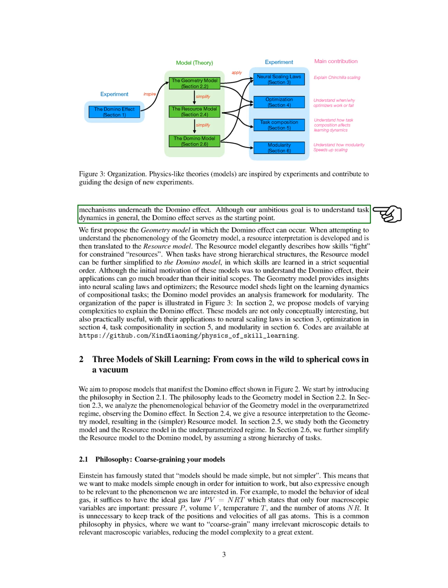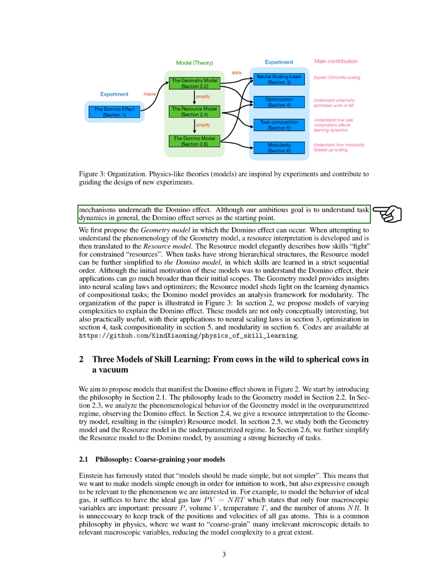We aim to understand the mechanisms behind the domino effect, starting with the geometry model, which allows for this effect to occur. We then develop a resource interpretation of the geometry model, leading us to the resource model, which describes how skills compete for limited resources. When tasks have a strong hierarchical structure, we can simplify the resource model to the domino model, where skills are learned in a strict order.